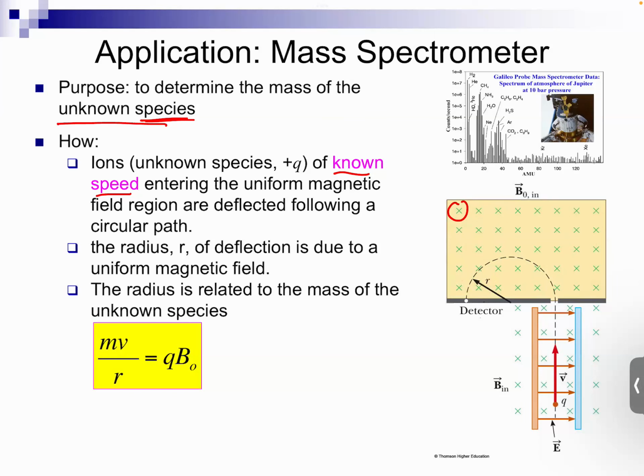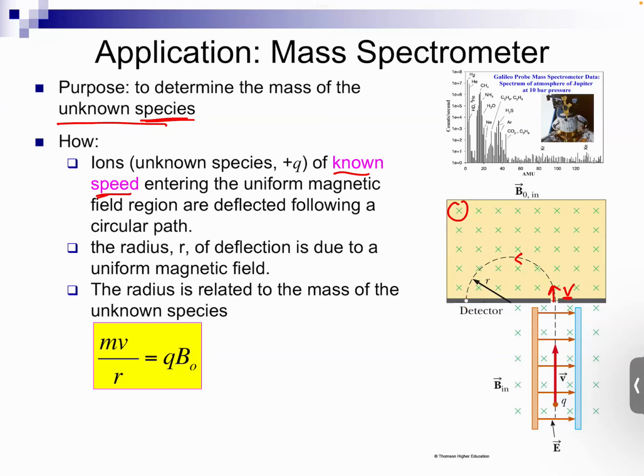And then you have the unknown ions, unknown species. They enter this uniform magnetic field with a known speed v. And as we've seen in the previous slides, if you have a moving charge in a uniform magnetic field, this moving charge with some speed v is deflected so that it undergoes uniform circular motion in the magnetic field region. The dashed line here traces out the uniform circular motion path that the charged particle takes.